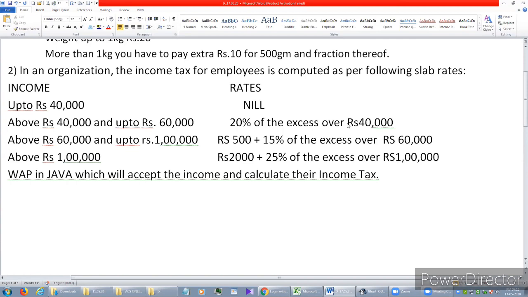My question is, if an employee comes under the second slab, that means above rupees 40,000 and up to rupees 60,000, if suppose an employee earns 50,000, then what tax does he have to pay?